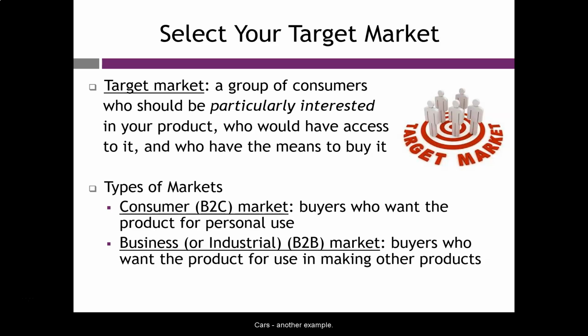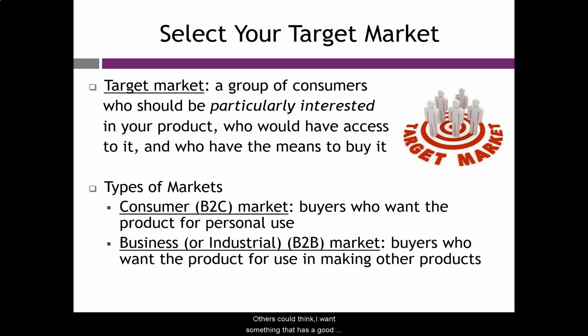Cars, another example. You would think that's pretty universal. Everybody who's old enough wants a car. But break it down. Why do people want cars? Lots of different reasons. Some people say, hey, I want something that's cool or fast or sleek. Others would say, I just want something that's safe, to take care of my kids.